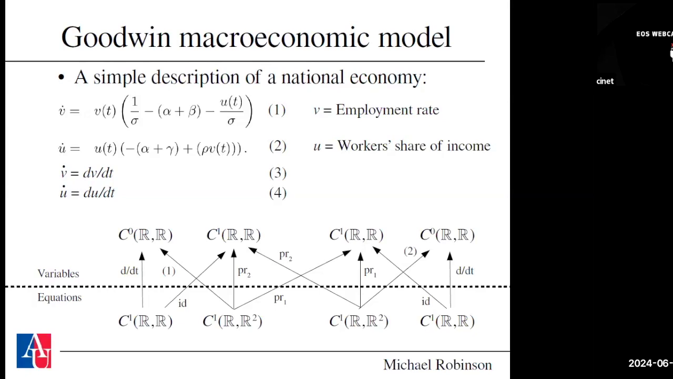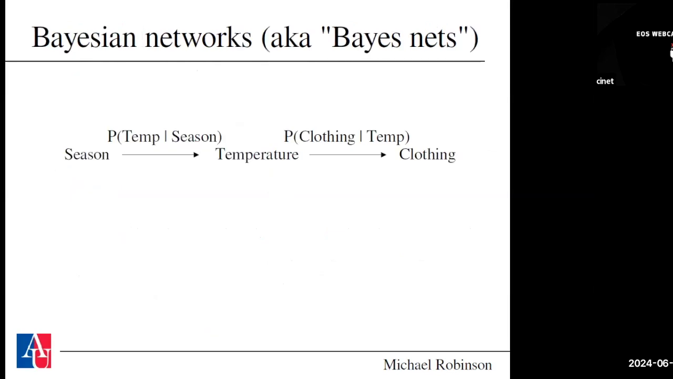Here's, if you want the actual stocks, the function spaces, no problems. Now, additionally, you can handle Bayesian networks, cause-effect structures, do calculus, all of that can be captured. So here's a simple example of a Bayesian network. We've got the season. The season somehow probabilistically determines the temperature, and the temperature kind of probabilistically determines what your clothing choice will be. How does it do so? By way of conditional probabilities.